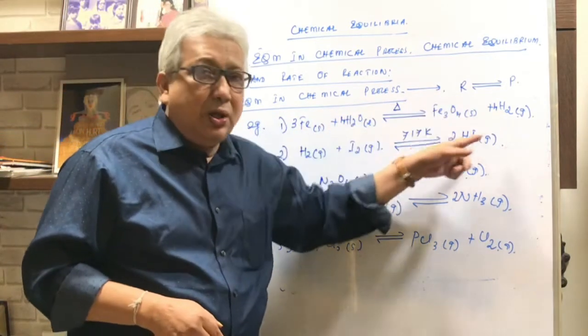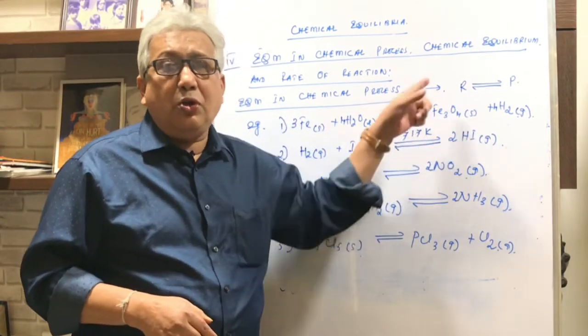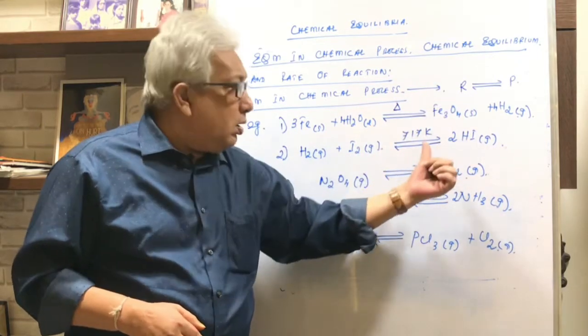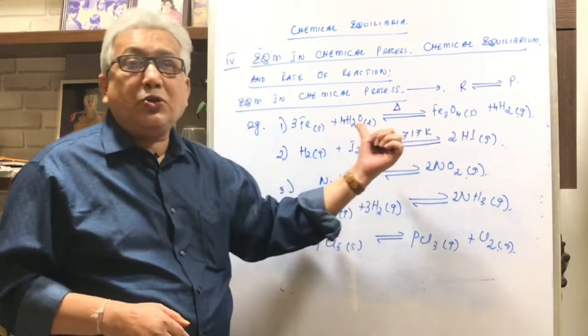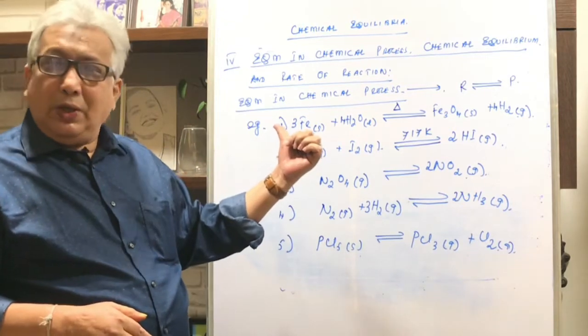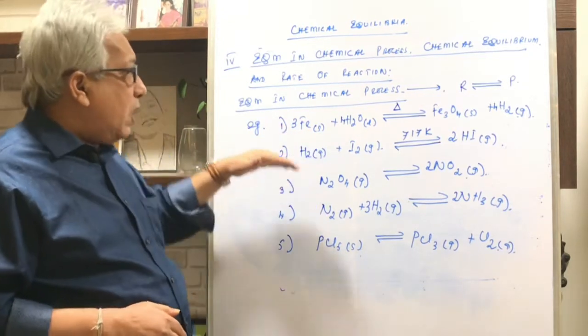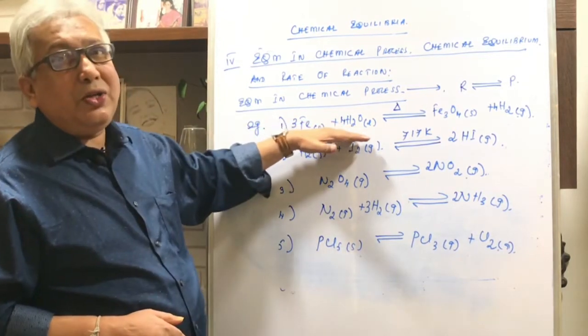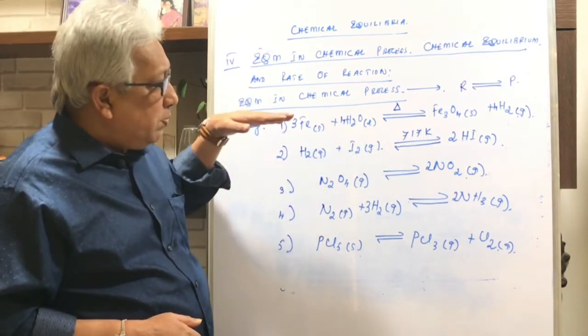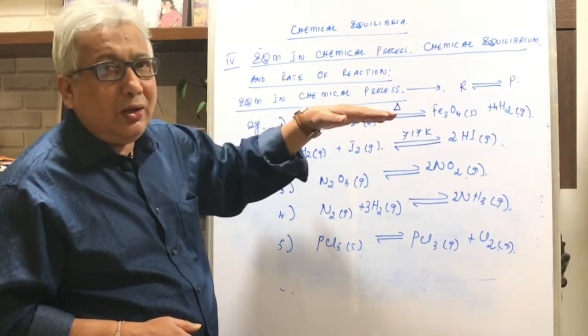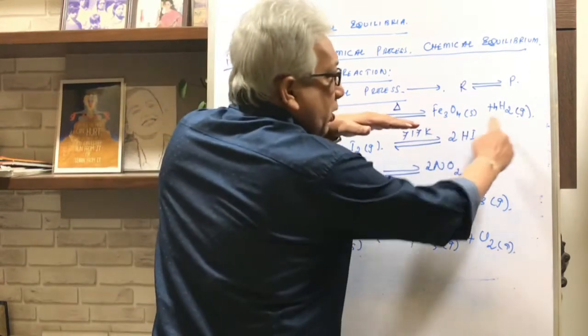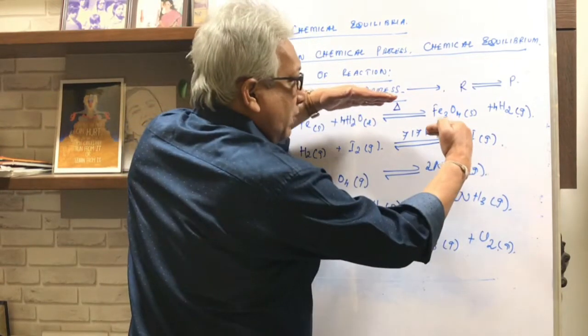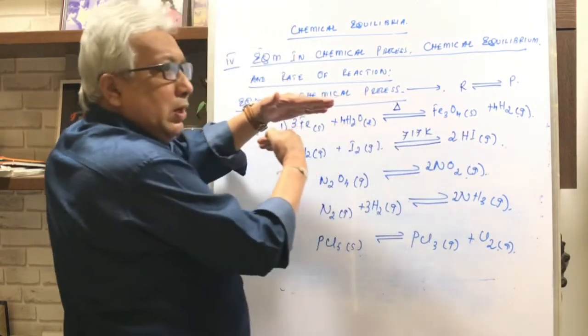But as the products start getting formed and their concentrations start increasing, the rate of backward reaction also starts increasing. Is that okay? But meanwhile, what has happened? Concentration of reactant has decreased. So the rate of forward reaction with the passage of time will go on decreasing. But concentration of product is increasing. So with the passage of time, the rate of backward reaction will go on increasing.